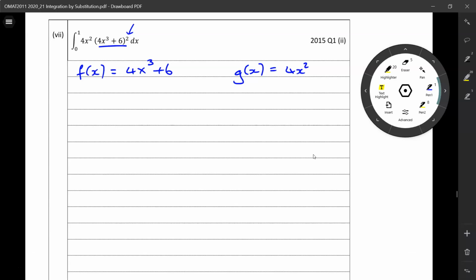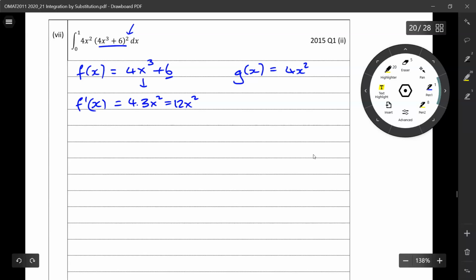So if we follow our same rule again, get the first derivative, same procedure again. 4 times, and the derivative of that is 3x squared. The derivative of 6 is 0, it's a constant, so we get 12x squared. So our multiplier is 4x squared divided by our 12x squared. The coefficient of x squared in g of x, which is 4, divided by the coefficient of x squared in f prime of x. That gives us a multiplier of 1/3.